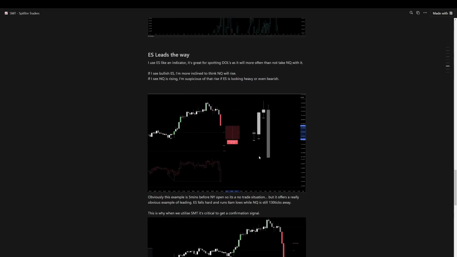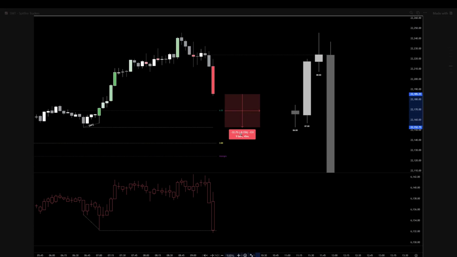So this is a really good example, really obvious example. Obviously, this example is 5 minutes before New York opens, so it's a no trade situation, but it offers a really obvious example of leading here. ES falls hard and runs into 6 a.m. lows, whilst NQ is still 130 ticks away. So you can see in this example, at the exact same time, ES has already run and taken those lows, all right? But NQ is 130 ticks away.